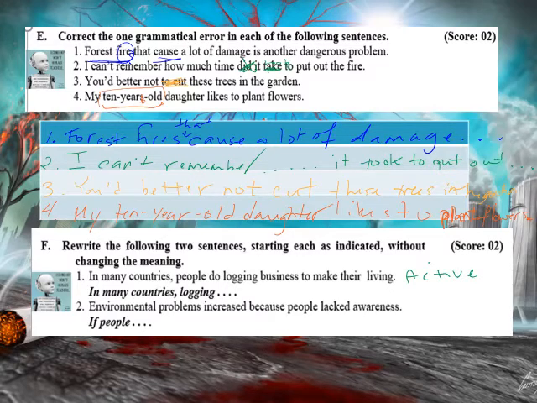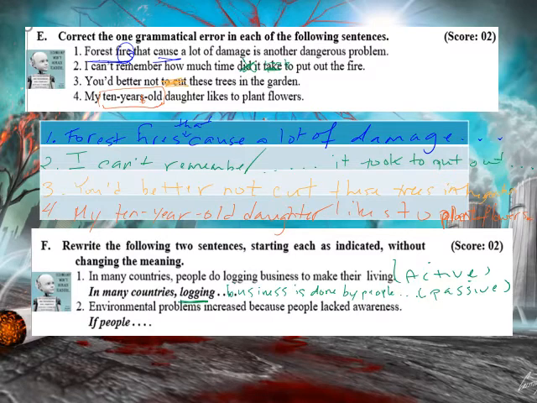And since we put logging first, this indicates that we should change it into what? Passive. Go ahead, Badir. In many countries, people do logging business to make their living. In many countries, logging business is done by people to make their living. Logging business is done by people, and you continue the sentence.